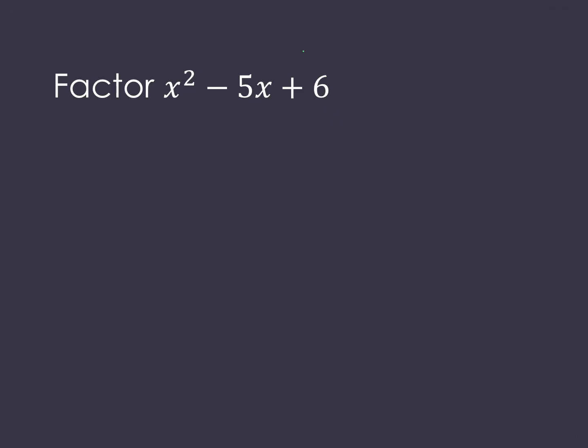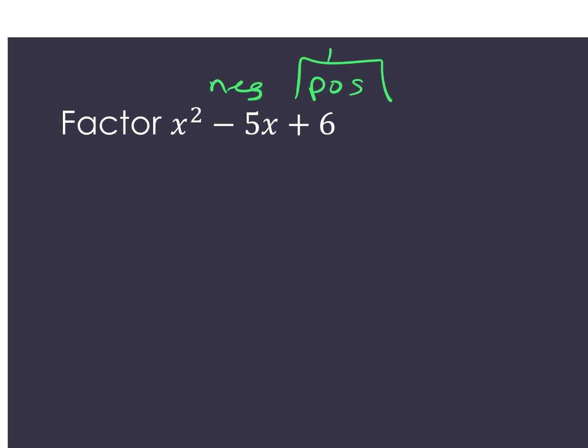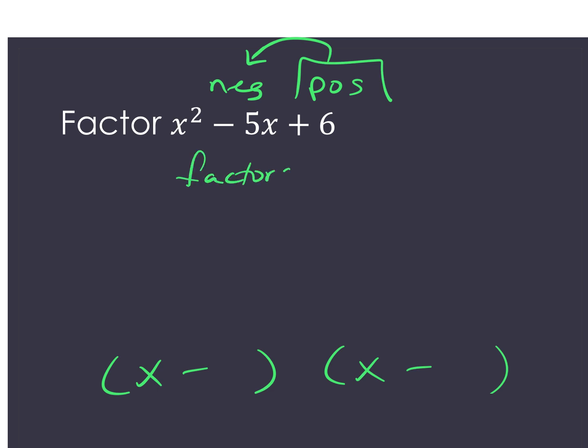Again, this is positive, this is negative. So remember, when this one is positive, signs are the same, and the sign that both numbers will have is the sign of the middle. So when I'm done, it'll be x minus, x minus. So we're looking for factors of 6 that when I sum them or add them together, I get a negative 5.